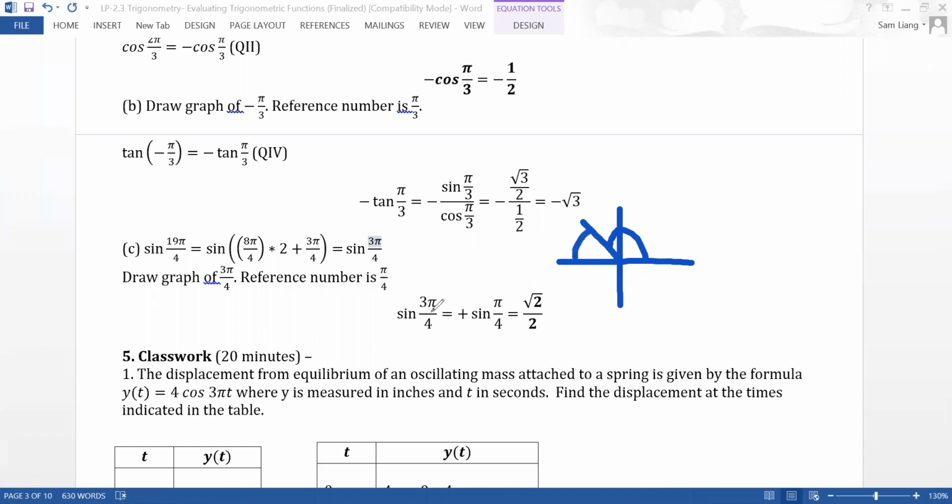So sine of 3 pi over 4, we know that sine is positive in quadrant 2, so it's going to be the positive value of sine of pi over 4. Sine of pi over 4 is root 2 over 2, so that would be your final answer. Right.